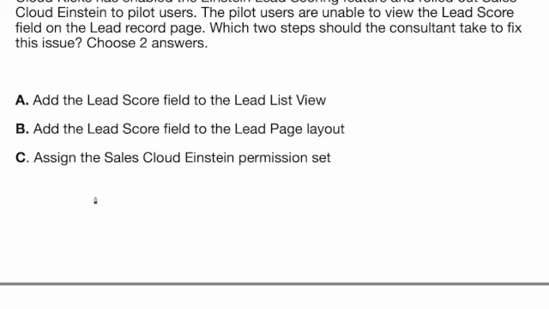Okay, so when something can't be seen in Salesforce, it might not be added to the list view or the page layout. And so those 2 options make sense. Add the field to the list view, add the field to the page layout. If something is invisible, I want to look at my list view or I want to look at the page layout. The Sales Cloud Einstein permission set, it's not relevant here really. It includes several permissions such as access to opportunity scoring, Einstein analytics, but these permissions don't really support the lead score field visibility. So this would be an easy one to eliminate. So we have our final answers as A and B.